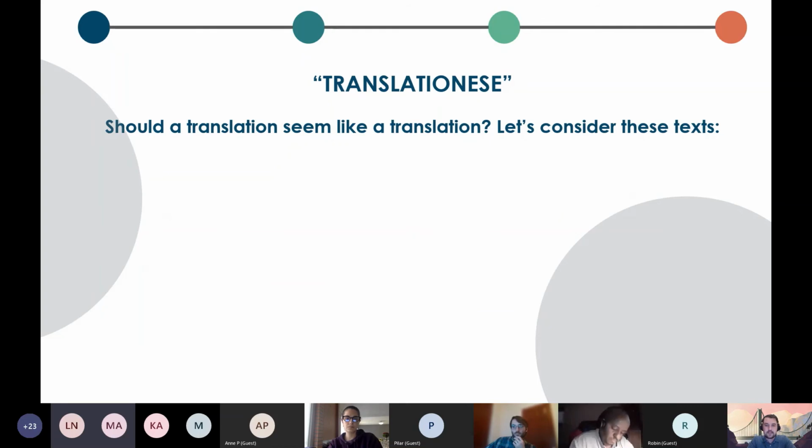One last thing I wanted to talk about is this term of translationese. So should a translation seem like a translation? We could consider a couple texts. So if we're talking about a novel or literary work, should it seem like a translation? I would venture to say, or not even venture to say, novels should definitely not look like a translation. It should read very smoothly in the target language.